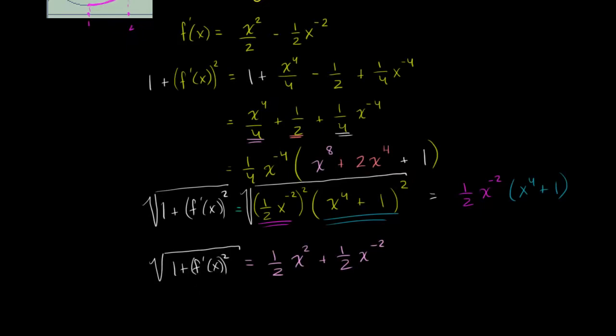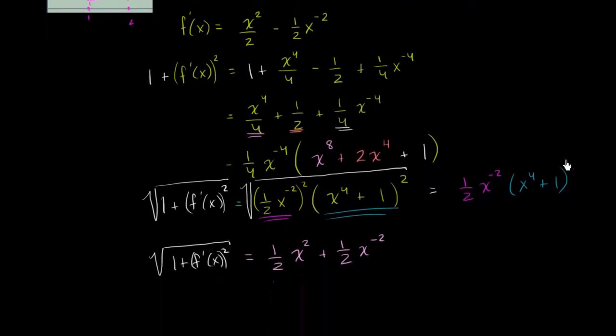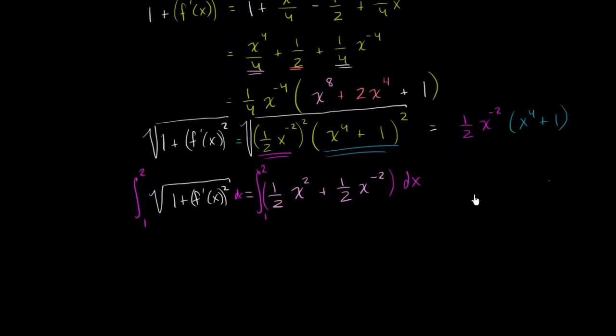But now let's take the definite integral. Let me give myself some space to write my dx. So we're going to take the definite integral, in this case, from x equals 1 to x equals 2 of this dx. And so this is fairly straightforward.